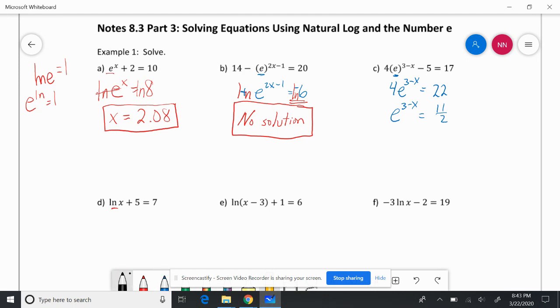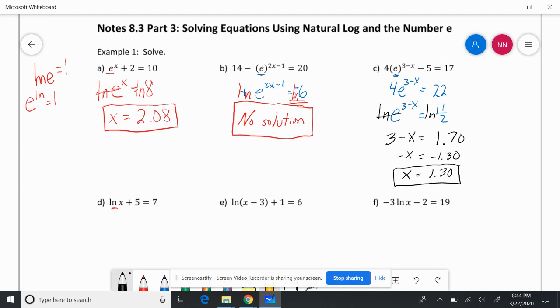Then we want to get rid of the e, so we're going to do the natural log on both sides. Natural log of e becomes 1, so we have 3 minus x equals the natural log of 11 over 2, and that gives us 1.70. We subtract the 3, and we get negative x equals negative 1.30. So that means x equals 1.30. That is how we solve equations with a base of e.